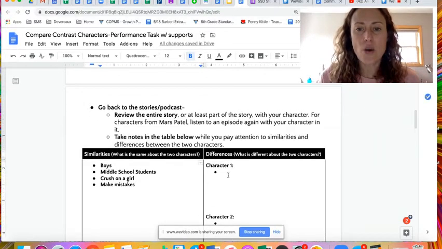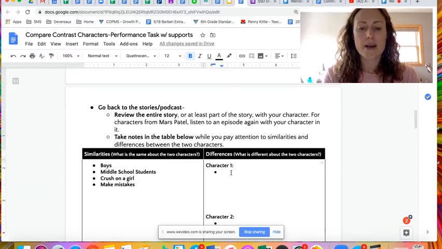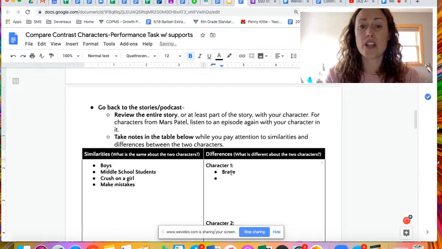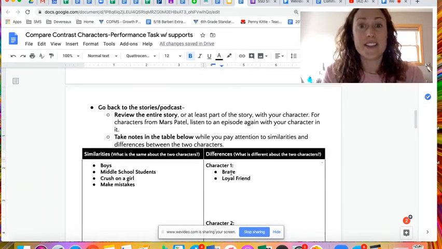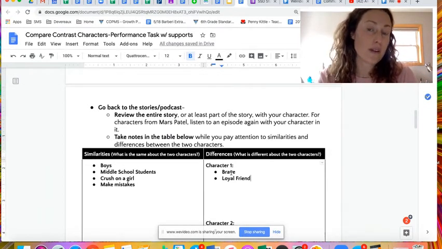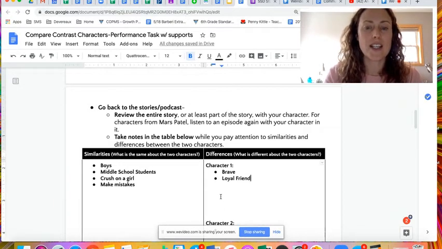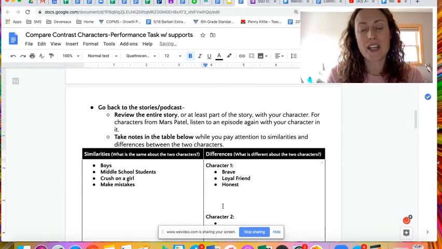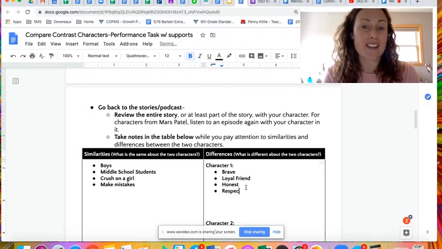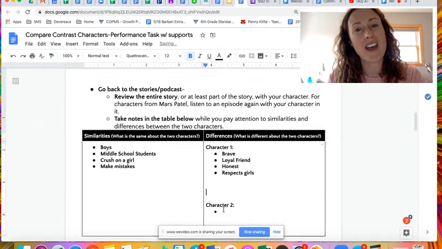So then differences, what is different about the two characters? Well, character one, Mars, he's really brave. He is a really loyal friend. And I guess I'm not saying that Jose isn't. I just don't know much about his friendships from the story we read. And Mars is really honest. I would say Mars too, like, respects girls maybe a little more than Jose does.